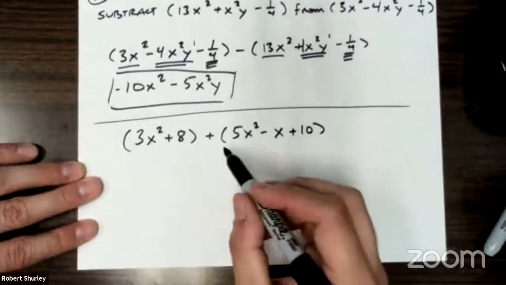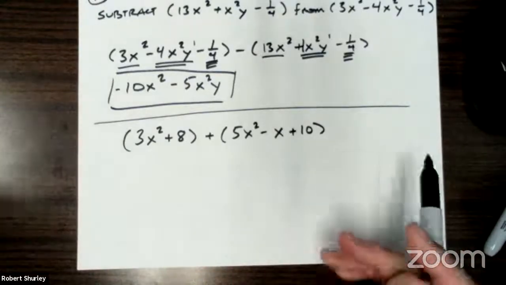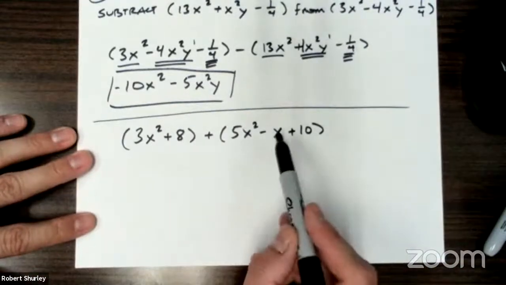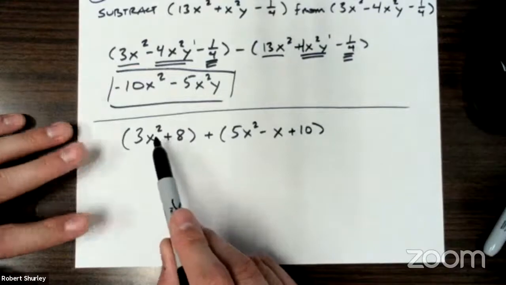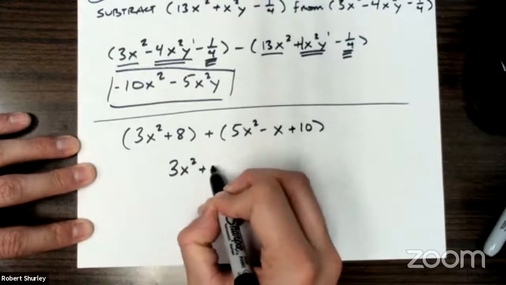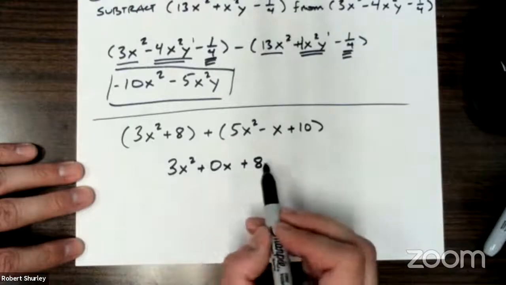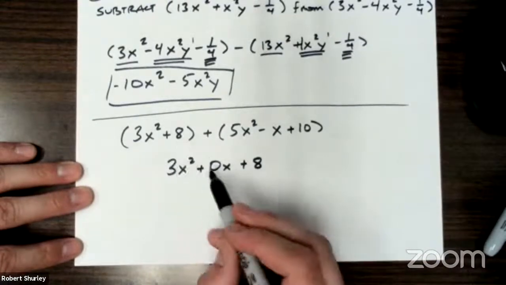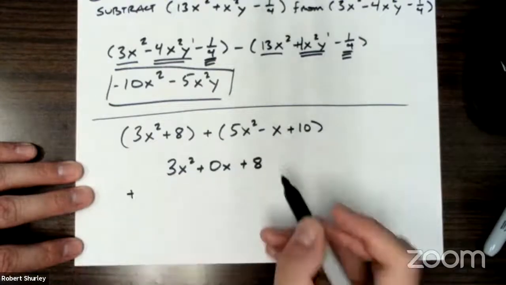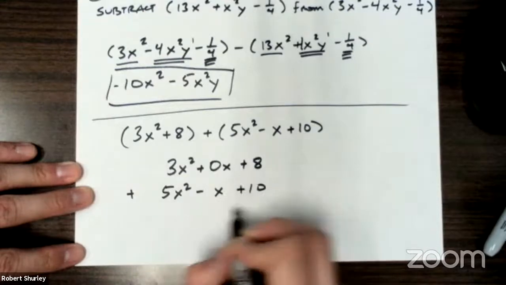The way you would write this vertically is, now you've got to account for every term when you do this. So you have to include what's called missing terms. Notice on this 3x squared plus 8, over here we've got an x, but here we don't. So you have to include that. We'd actually write this first term as 3x squared plus 0x plus 8. This is called including missing terms. There's nothing wrong in that. The reason we did that is because the other polynomial has an x. And then we're going to add 5x squared minus x plus 10.